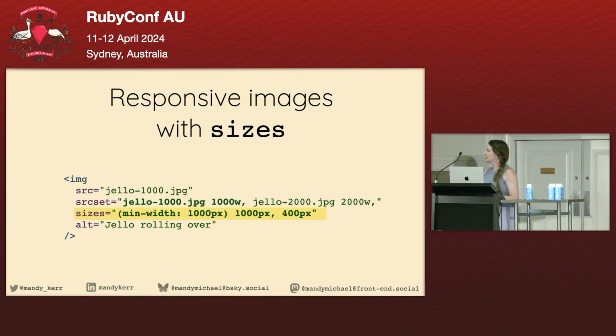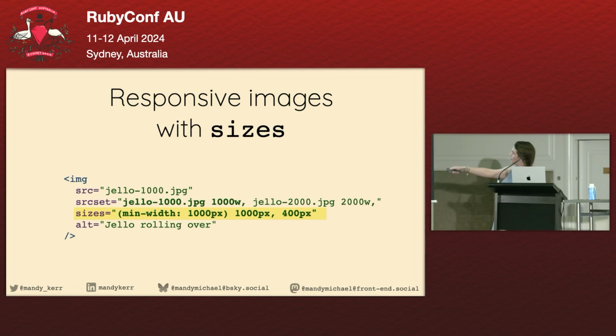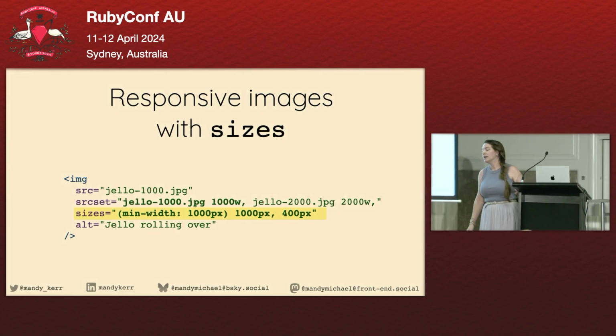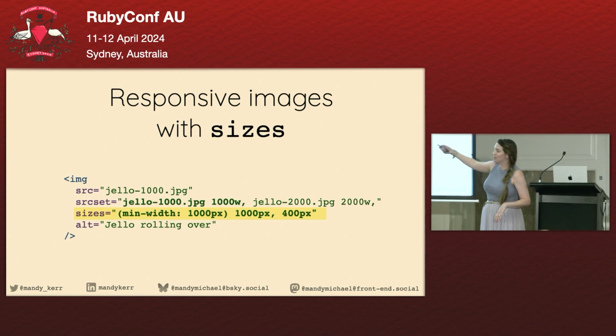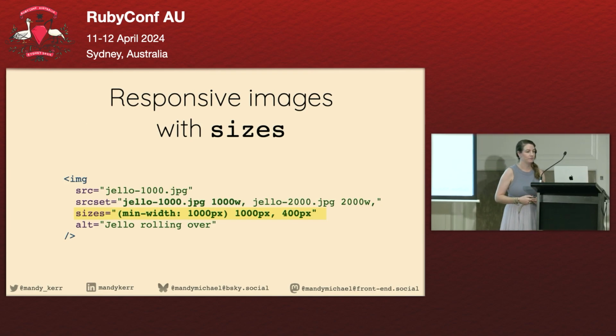So in this case, it's kind of like media queries in CSS. You can say, at a min width of 1,000 pixels, I want a 1,000 pixel wide image. And then it'll go to the source set and it'll grab the 1,000 pixel wide image. If there's not one that matches, it picks the next largest one that's available.